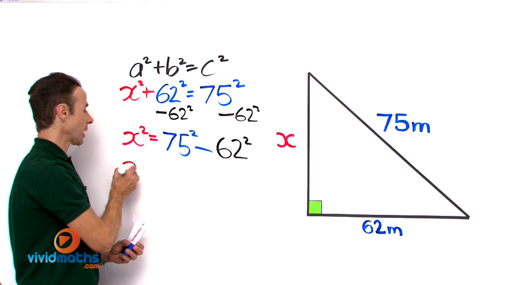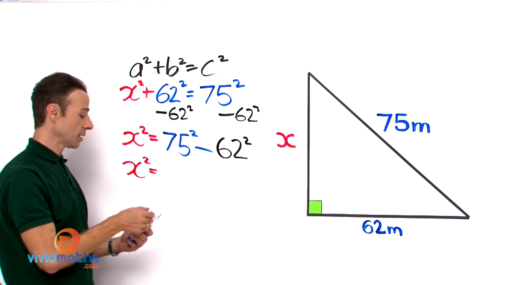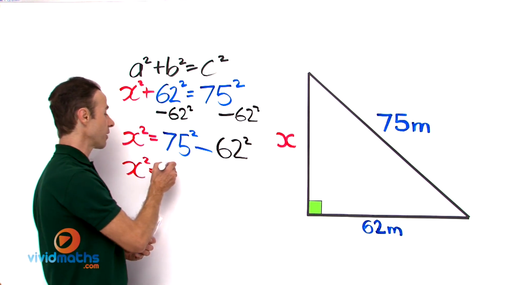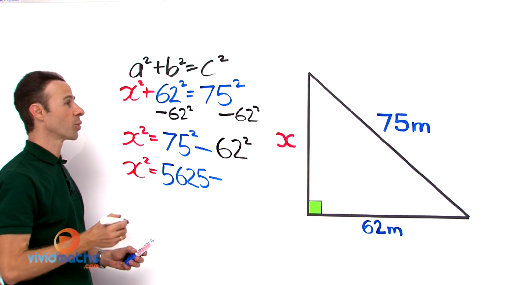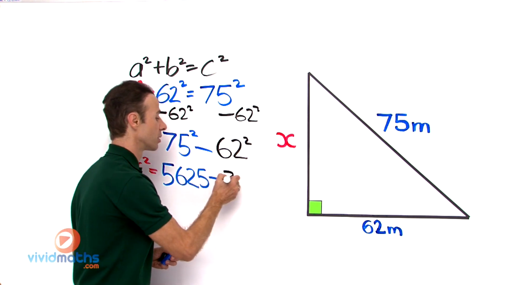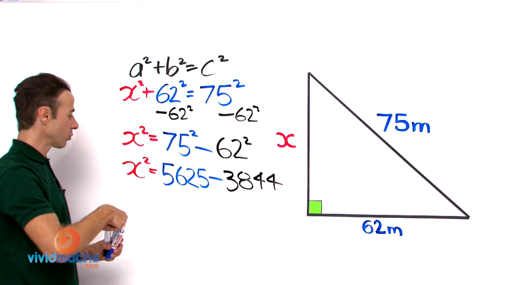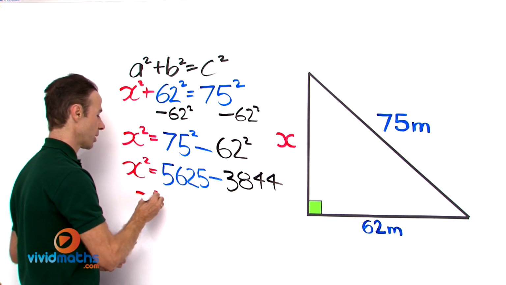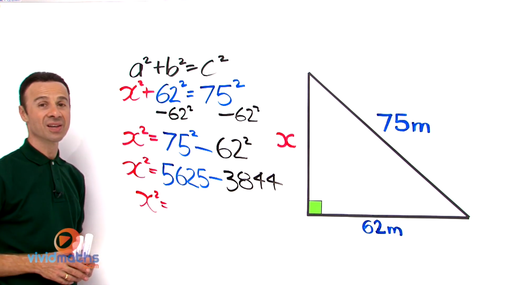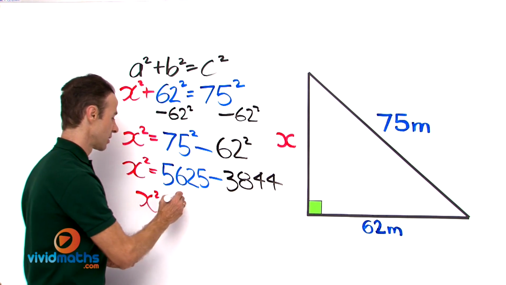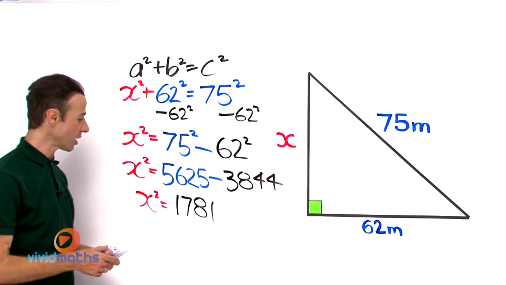So it's going to be x squared equals, well, on the calculator, 75 squared, let me just check on that, that's going to be 5625. Take away 62 all squared, let me check that, that's 3844. Okay, put that into your calculator and we'll end up with x squared equals 5625 take away 3844 will give us 1781. So let's write that in, 1781. Now remember, it's x squared, so we need to square root both sides, so let's do that.